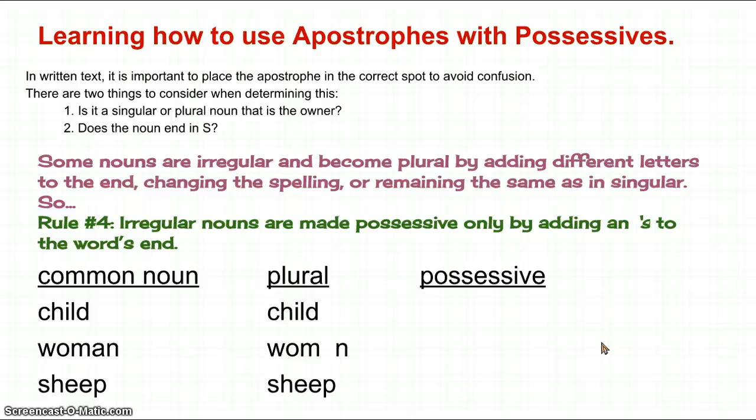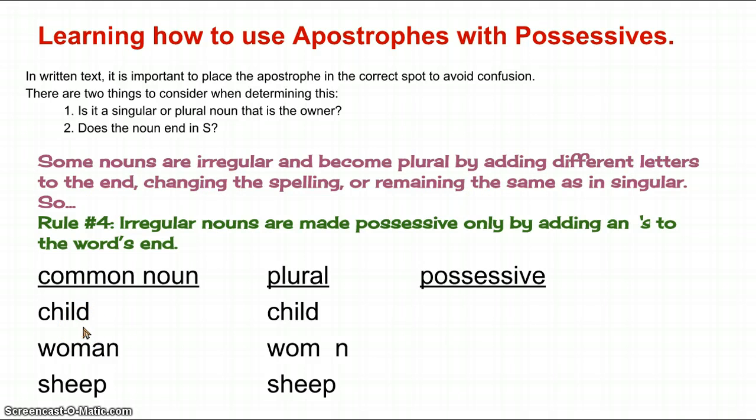Rule number 4. Keep in mind, though, that you do not make all nouns plural by adding an S or an ES. Some nouns are called irregular nouns, and they become plural by adding different letters to the end of the word, by changing the spelling of the word, or the word remains the same as in its singular form. So, irregular nouns are made possessive only by adding an apostrophe S to the word's end. Okay, so let's look at a word that is made plural by adding different letters to the end of the word, and that is children.